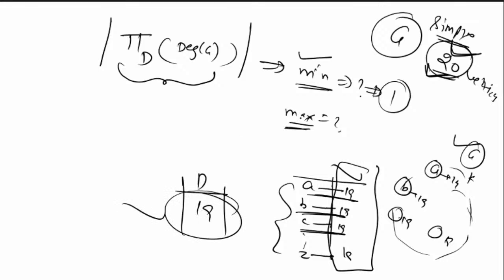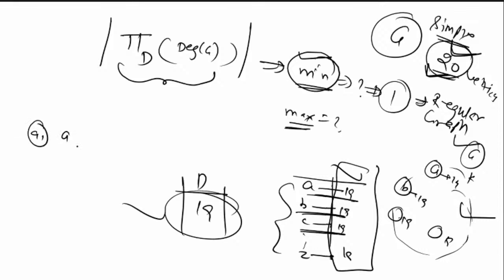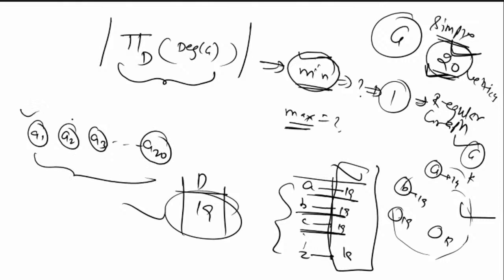So you can say that the minimum will be one. And when will it happen? It will happen when you have a regular graph. Whatever regular graph you have, for example, you can have a complete graph. A complete graph is also a regular graph. You can also have, for example, let's assume these 20 vertices A1, A2, A3 are all isolated. No one is connected.